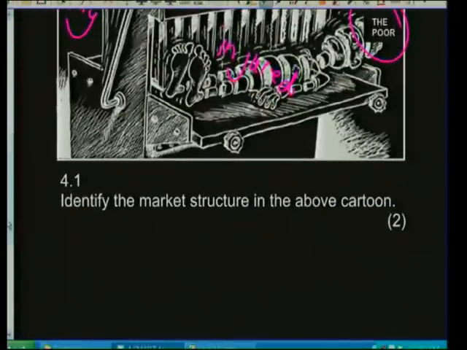4.1, identify the market structure in the above cartoon. Because you've studied the cartoon properly, you can now with confidence say that the market structure will be that of an oligopoly. I studied the memo as well, and I saw that they also accepted the imperfect market. But it's very clear when you look at this that it is actually an oligopoly. So you can be more specific in your answer.